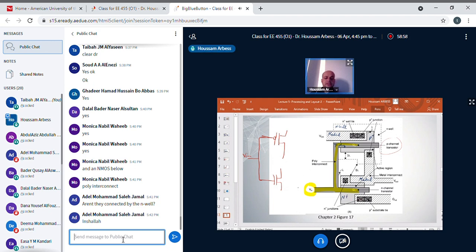What else? I can see that here I have contact and metal. So the N plus here is connected to the metal, right? And the metal is connected to what? To the ground. So this layer here, this terminal, is connected to the ground. Did you see it?